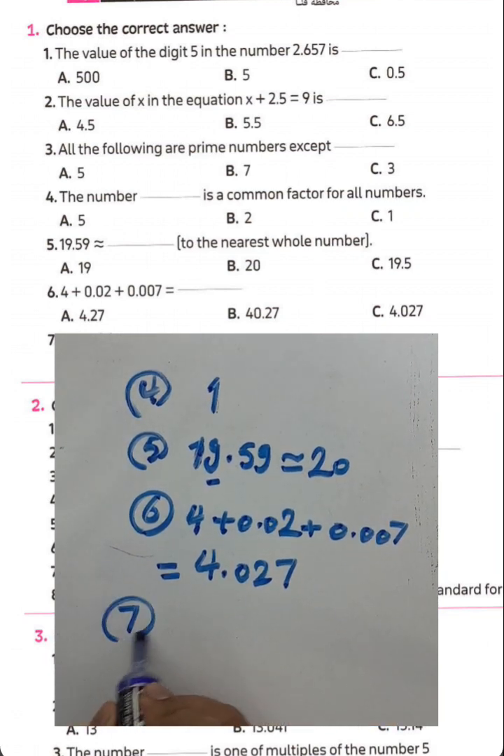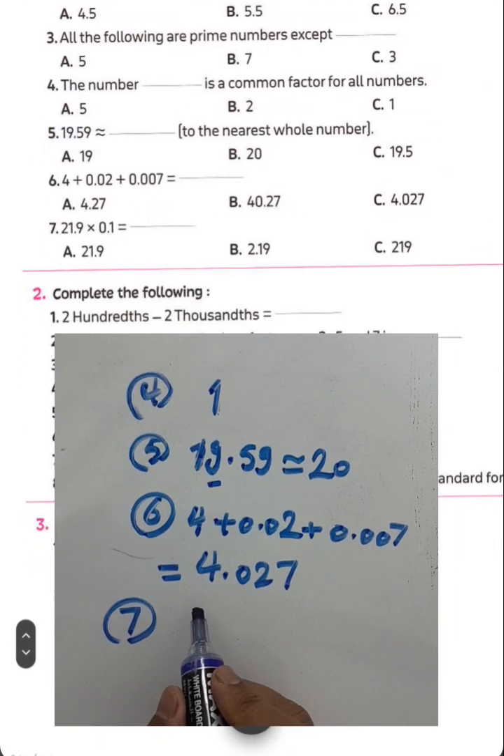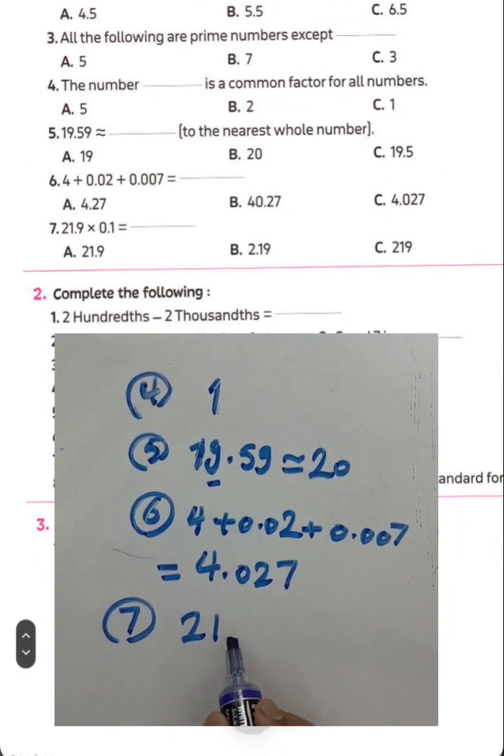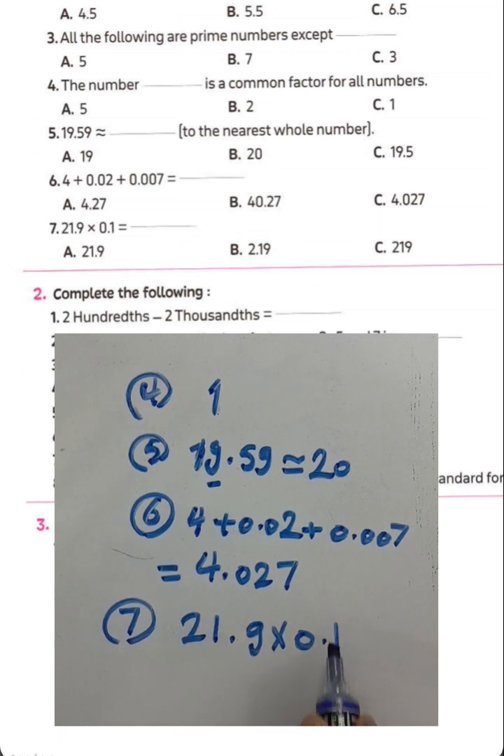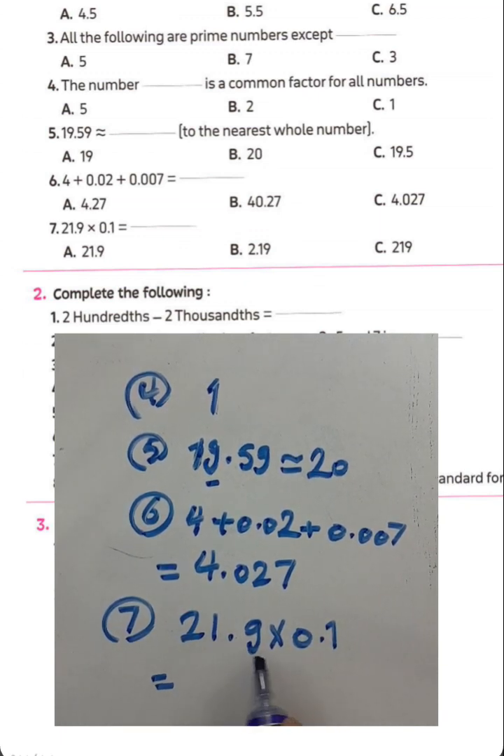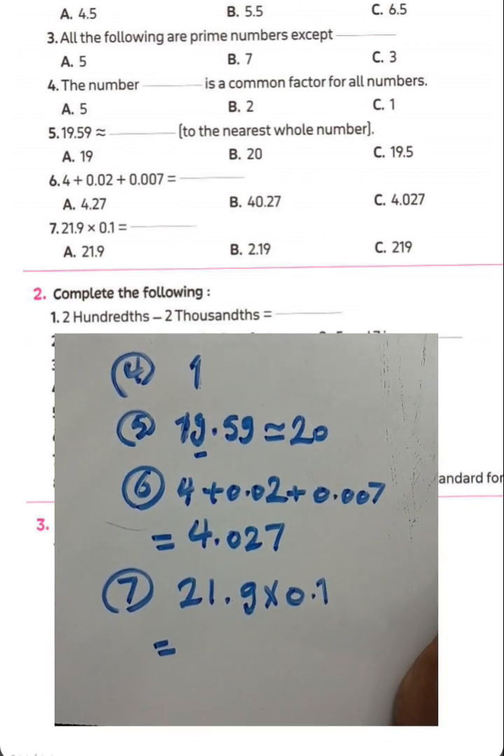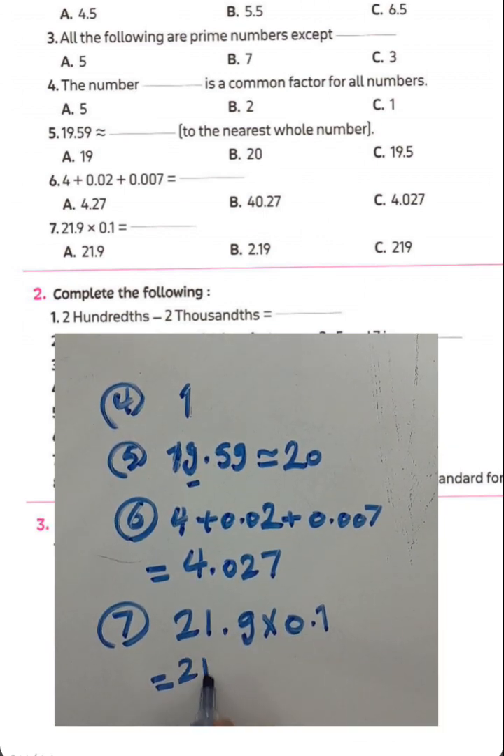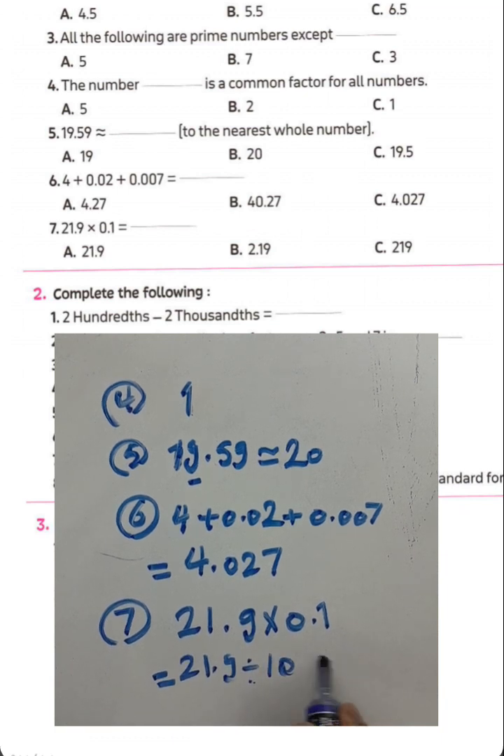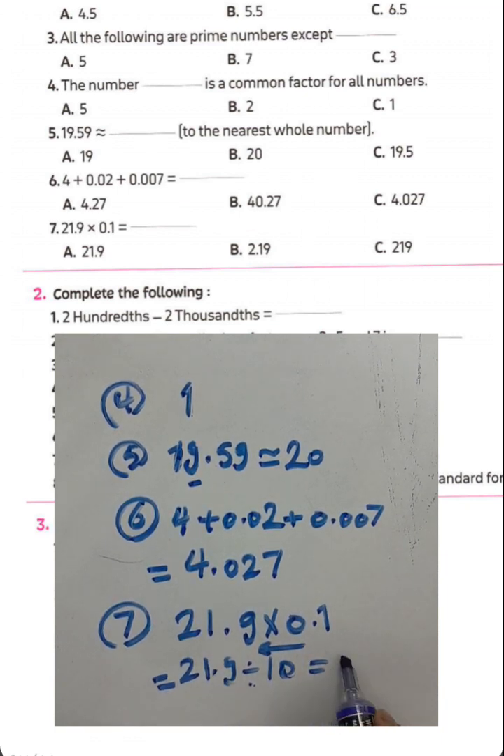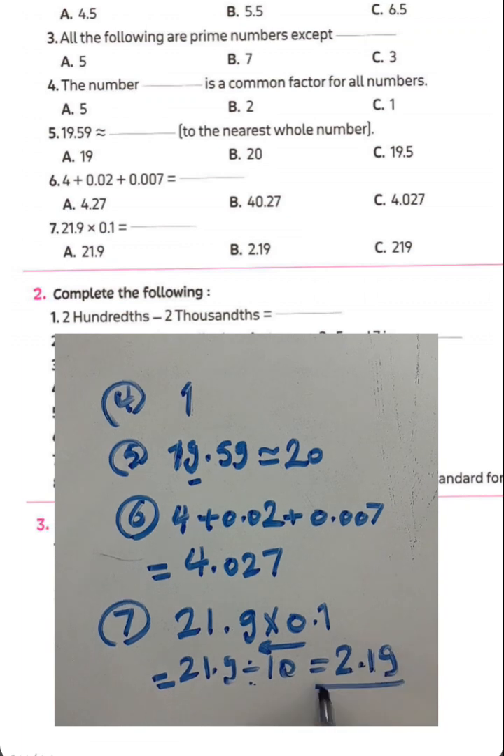Question number 7. 21 and 9/10 times 1/10, it means 21.9 divided by 10. Move the point to the left by one place, it will be 2.19, which is 2 and 19/100.